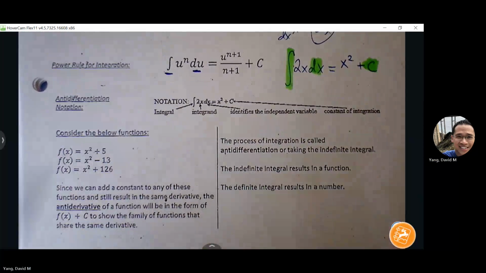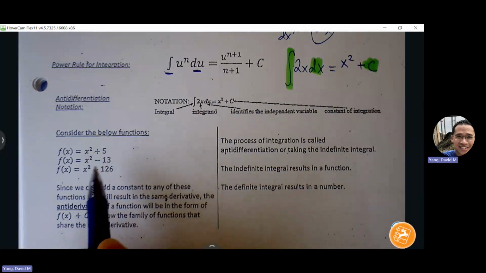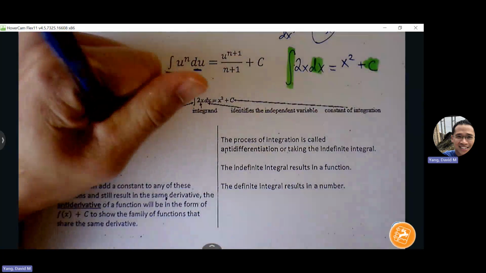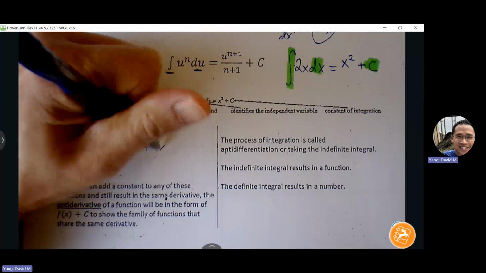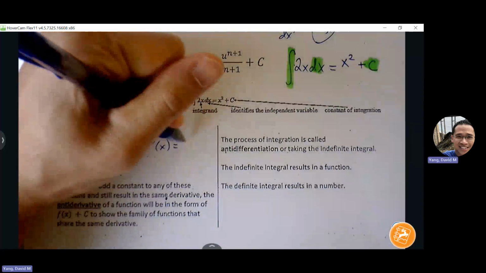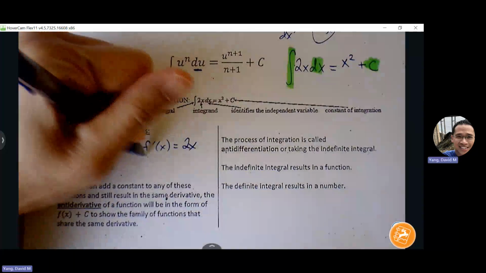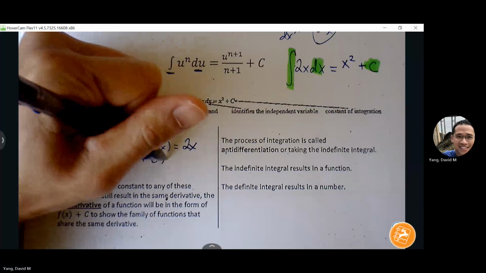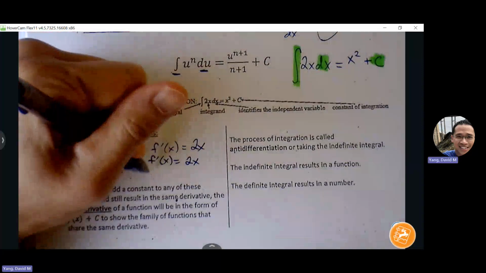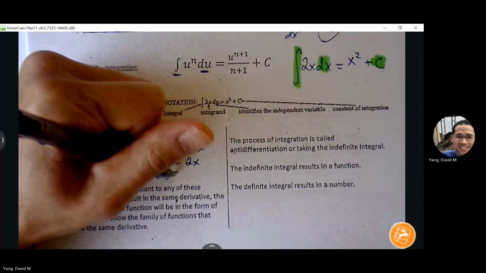So going back to first semester, let's say I had these three functions: x squared plus 5, x squared minus 13, x squared plus, minus 126. Let me ask you this. What's the derivative of the first function? 2x. What's the derivative of the second function? 2x. Third function, also 2x.